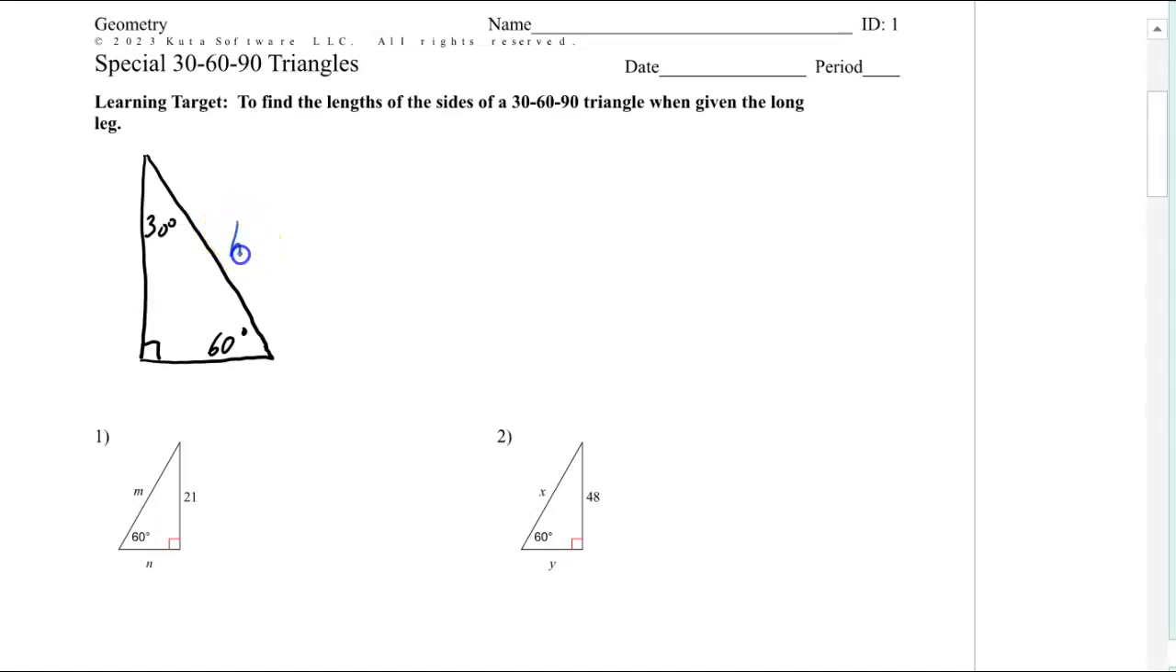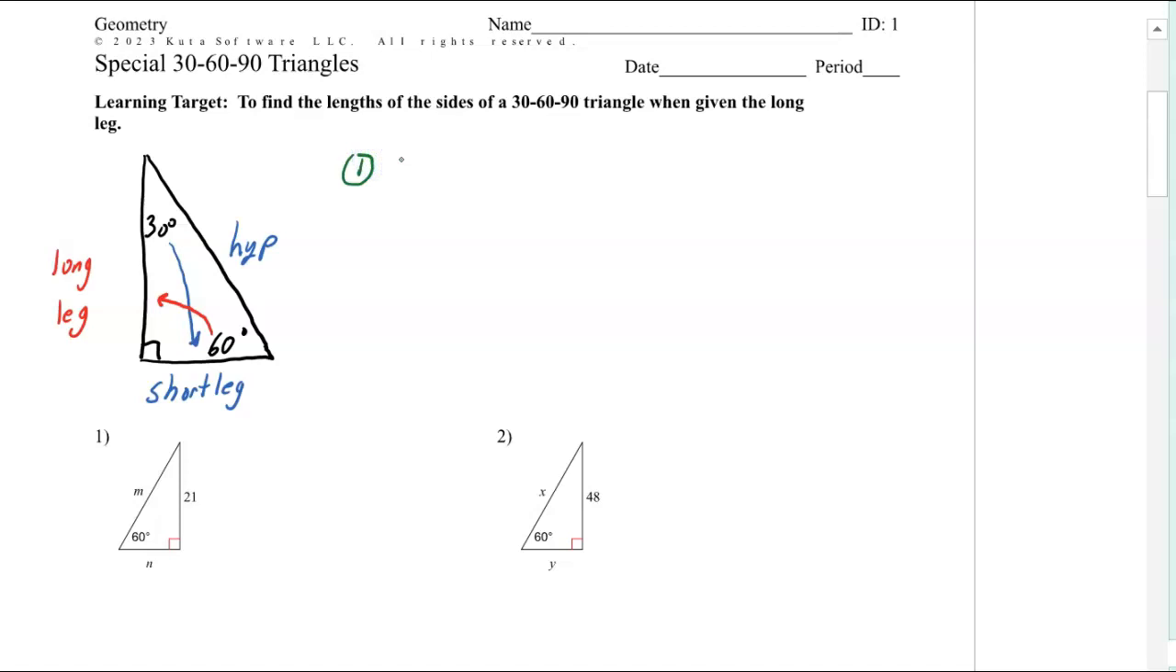In a right triangle, the side across from the 90 is the hypotenuse. The side across from the 30-degree angle we called the short leg. And the side across from the 60 we called the long leg. And in class we learned three relationships.